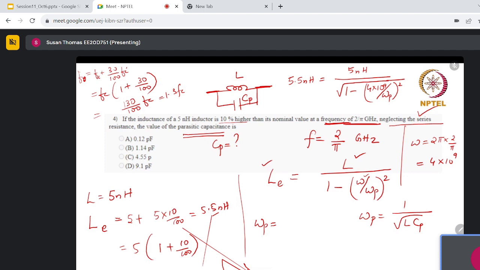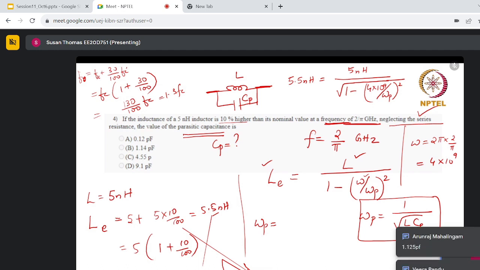Can you now find out omega p? What do you get as omega p? Okay, you are saying the final answer. I am asking for omega p. Okay, so omega p is 13.33 into 10 power 9.